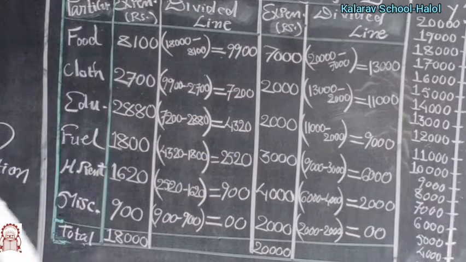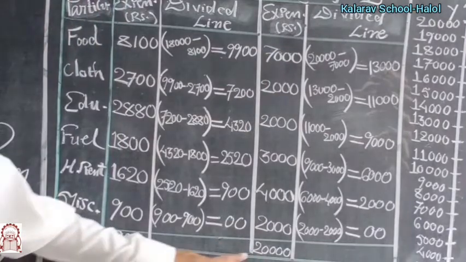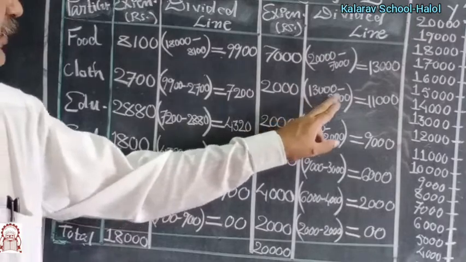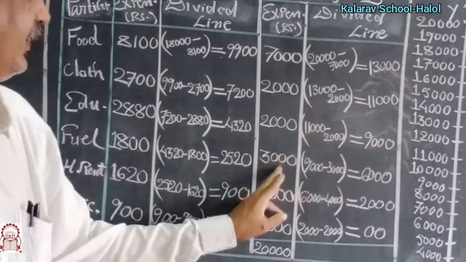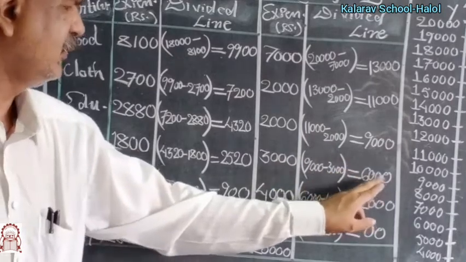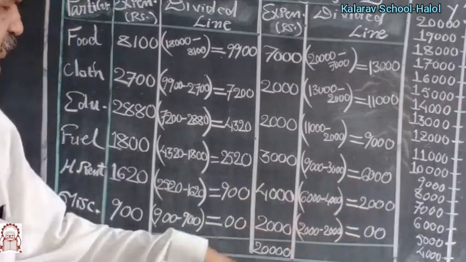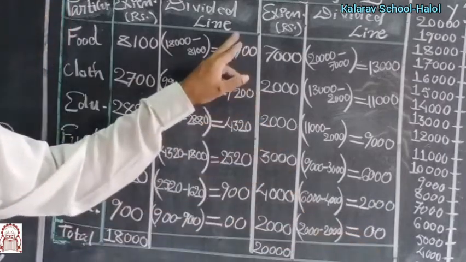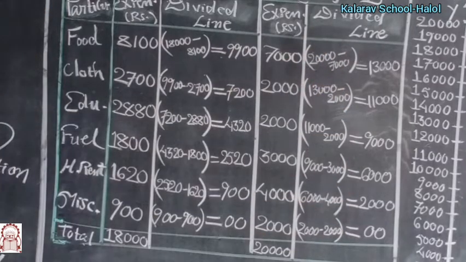For family B, the total expense is 20,000. Therefore, 20,000 minus 7,000 is 13,000. 13,000 minus 2,000 is 11,000. Minus 2,000 is 9,000. Minus 3,000 is 6,000. 6,000 minus 4,000, the answer is 2,000. At the last, 2,000 minus 2,000 is 0. The last will always be 0 for the divided line.